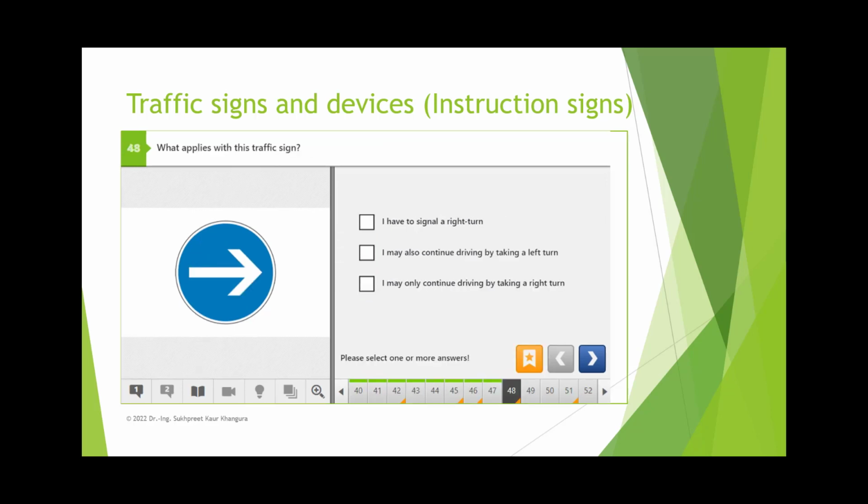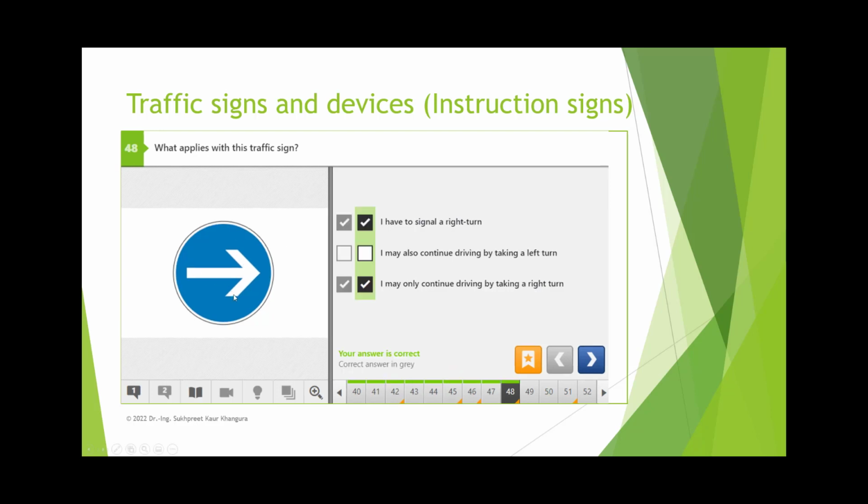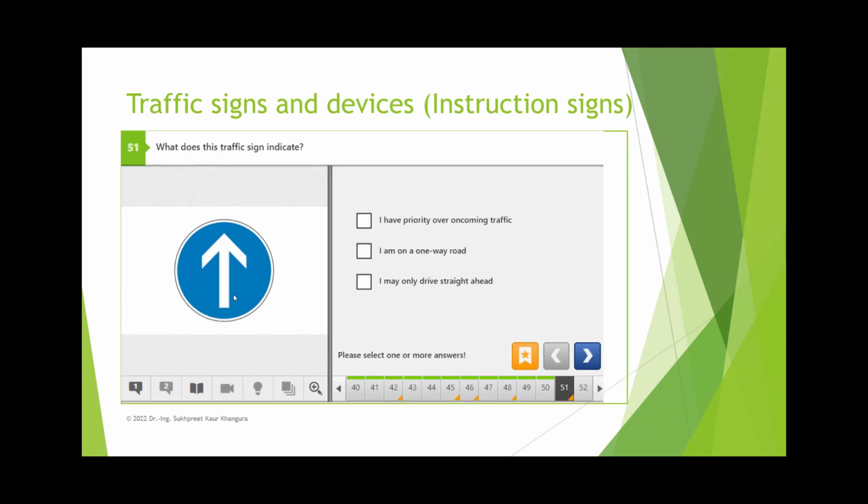What applies with this traffic sign? I have to signal a right turn. Yes. You always have to signal a right turn because this arrow is moving towards the right hand side. I may only continue driving by taking a left turn. Wrong. I may only continue driving by taking a right turn. Yes. So you have to indicate and in which direction you can drive, which is indicated by this arrow, which in this case is the right hand.